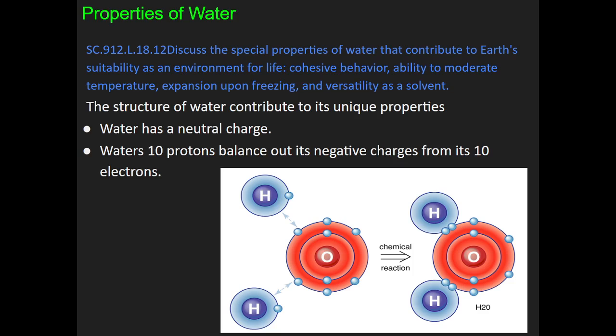The structure of water contributes to its unique properties. Water has a very neutral charge because it all evens out, with 10 protons and 10 electrons, and that makes it overall have an even charge. But it does have a charged area. You'll notice that water does not evenly bond. The hydrogen atoms do not attach to it evenly. Instead, they're pulled to the side, closer to each other.